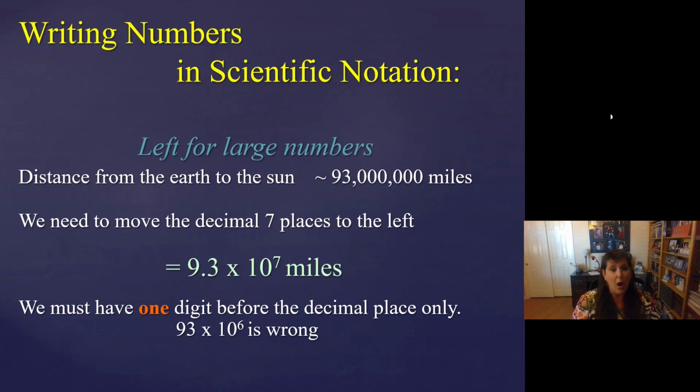Engineering notation is wrong, which is 93 times 10 to the 6th. I understand it's the same number, but that's called engineering notation, and this is not an engineering class. It's a science class. So we're going to do scientific notation. All right, I hope that makes sense.